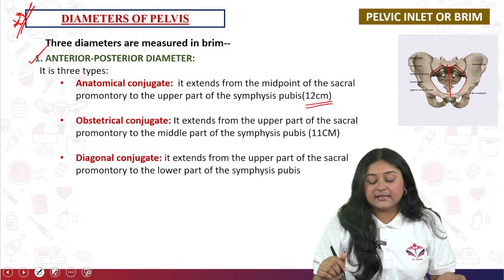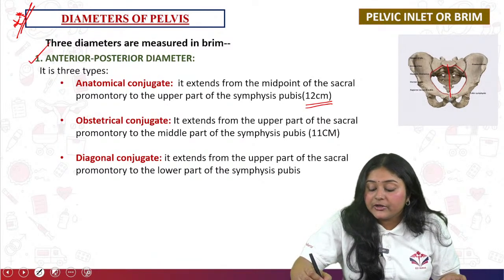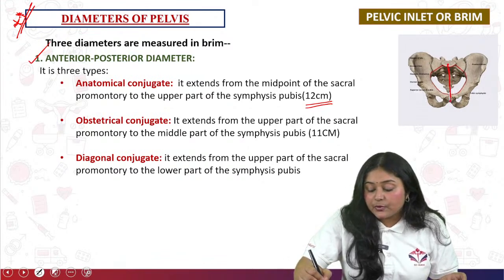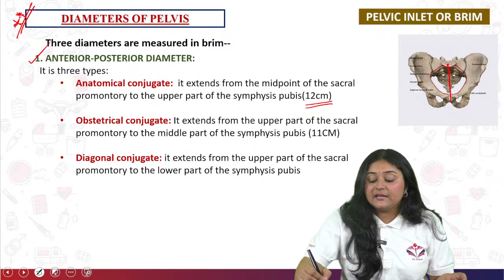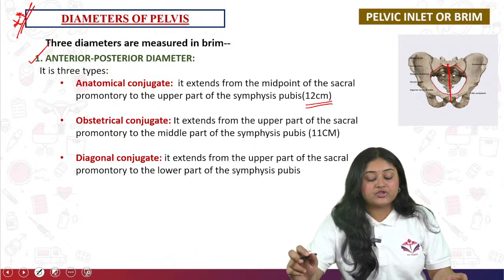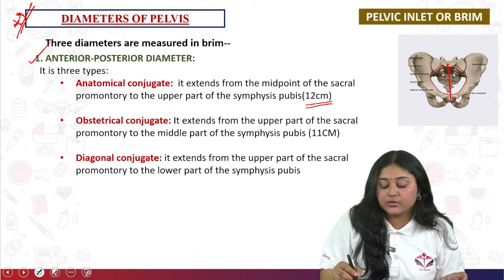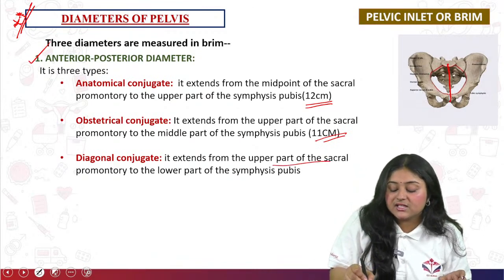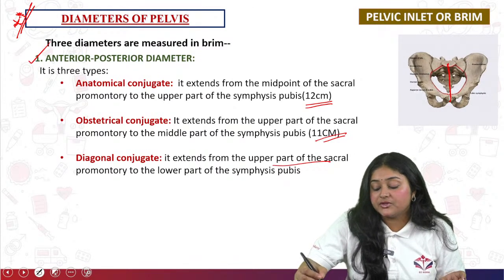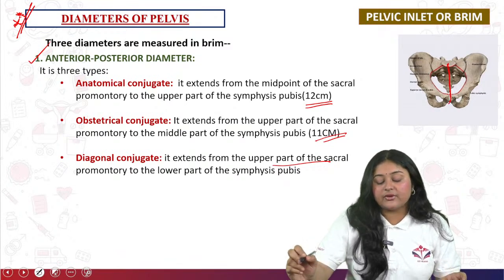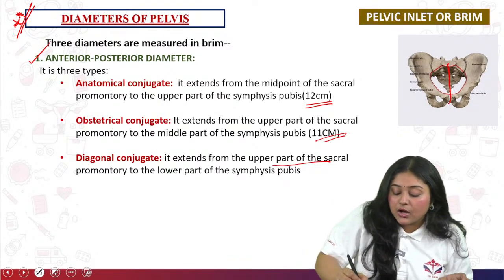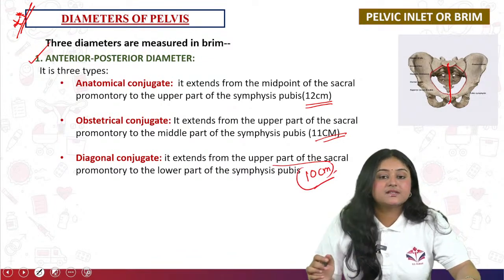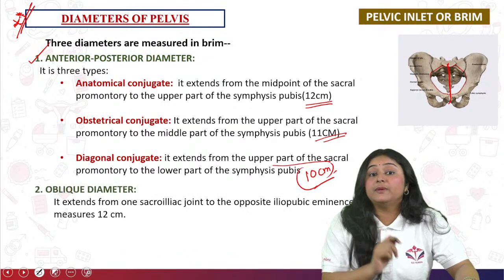The obstetrical conjugate extends from the upper part of the sacral promontory to the middle part of the symphysis pubis, the inside part of the symphysis pubis. That is called the obstetrical conjugate, and that is 11 centimeters. And the diagonal conjugate extends from the upper part of the sacral promontory to the lower tip of the symphysis pubis. That is a minimum of 10 centimeters. So these are all the diameters of the pelvis.